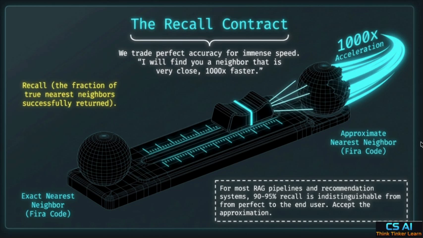For most RAG pipelines and recommendation systems, a recall of 90 to 95%, meaning we find the true neighbor 9 out of 10 times, is indistinguishable from perfect to the end user. Accepting this approximation is the key that unlocks high-scale AI.